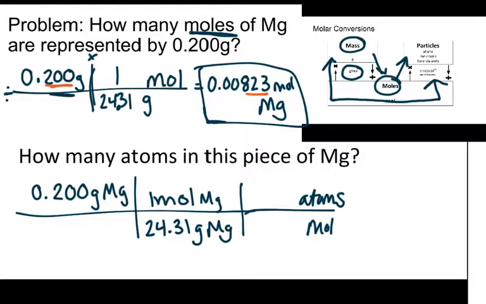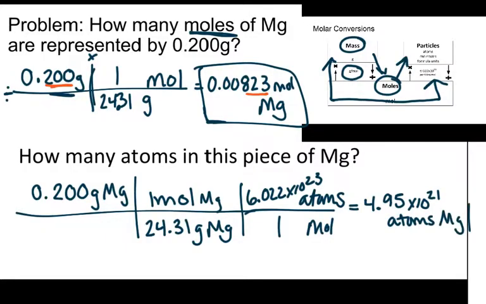So moles into atoms. Again, in these mole conversions, the mole always gets the 1, and then the atom gets our Avogadro's number, 6.022 times 10 to the 23rd. So now, in my calculator, I'm going to do 0.200 times 6.022 times 10 to the 23rd divided by 24.31. And I get, again, I need 3 sig figs, so I get 4.95 times 10 to the 21st power atoms of magnesium.